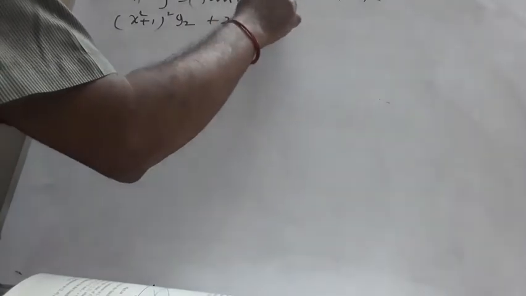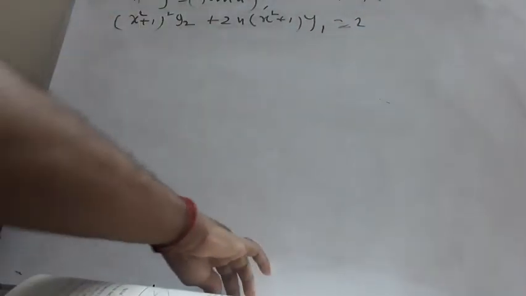Just listen. If y is equal to tan inverse x the whole square, show that x square plus 1 the whole square into y2 plus 2x into x square plus 1 into y1 is equal to 2. Let me just see how we go about it.